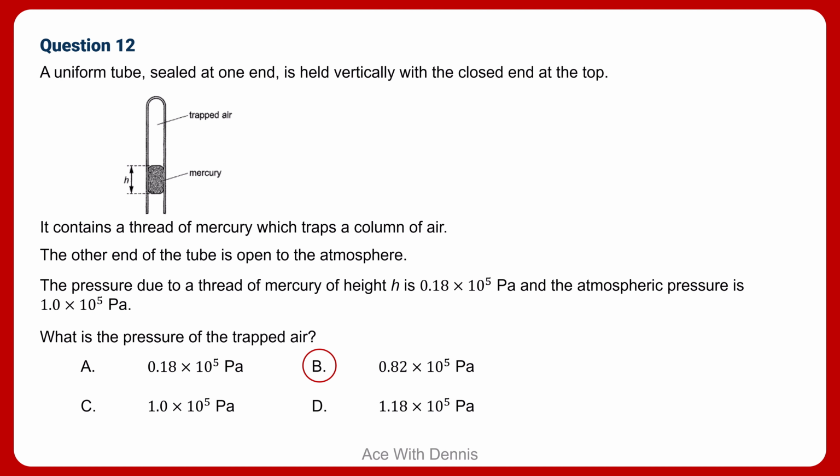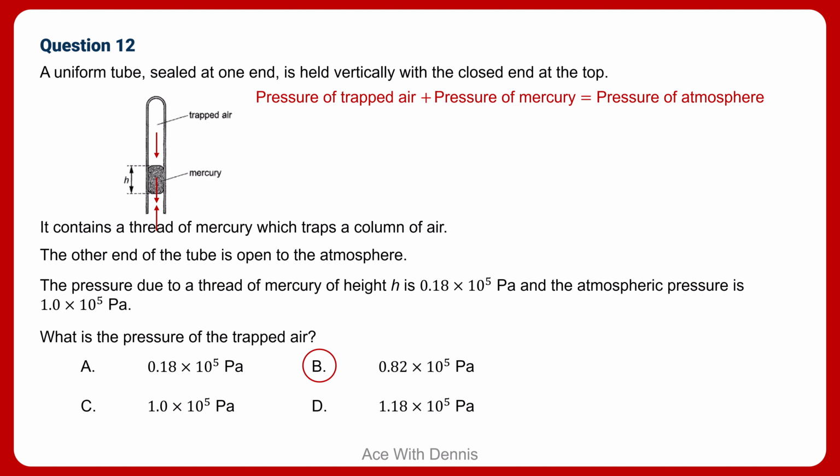Now to get this answer, first we need to form the equation correctly. So from the diagram, we can see that the pressure of trapped air plus the pressure of mercury, where both pressures are pointing downwards, equals the pressure of atmosphere, which is pointing upwards. So that the pressure will be in the equilibrium state, and hence the mercury will be trapped in the tube.